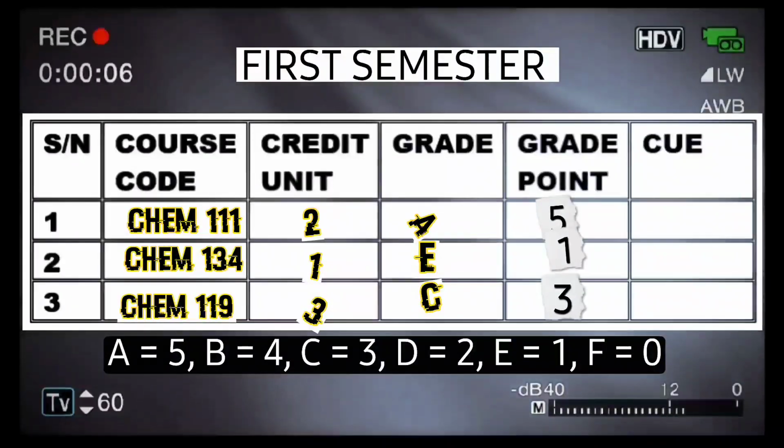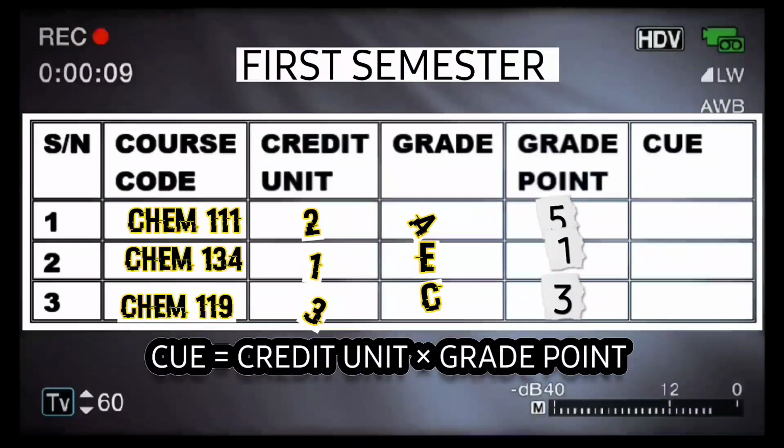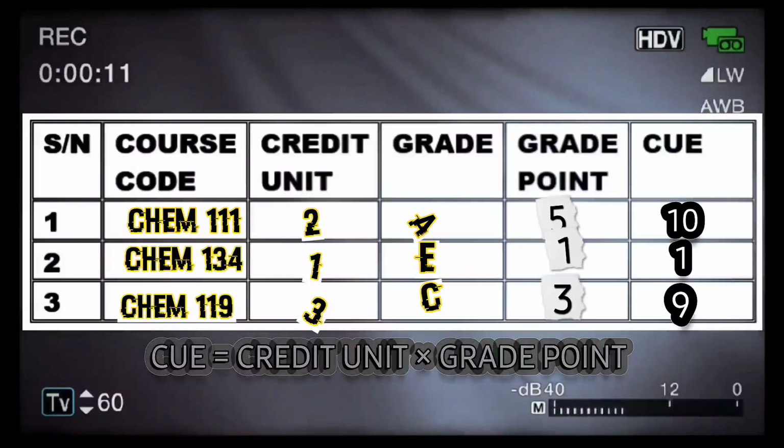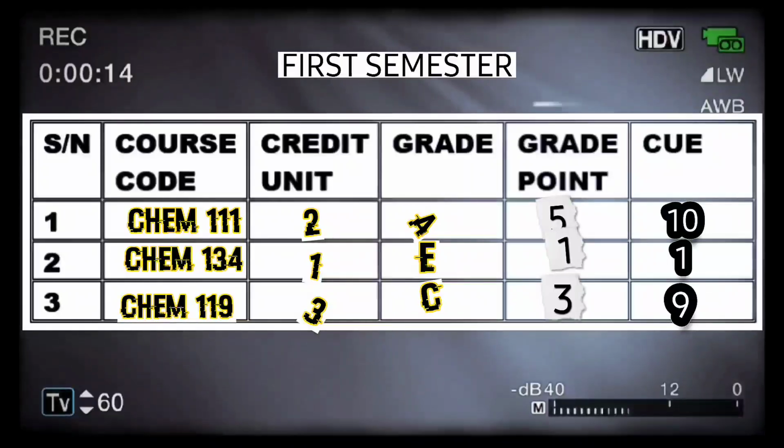Now, we also have what is called the cumulative unit equivalent. What this means is that you're going to multiply your credit unit for each of the courses by the grade point. Chem 111 has credit unit 2, and the grade point for an A is 5, so 2 multiplied by 5 is 10. Do it likewise for Chem 134: 1 multiplied by 1 gives 1. Chem 119 has 3 credit units, you scored a C, which is a grade point of 3, so 3 multiplied by 3 is 9.